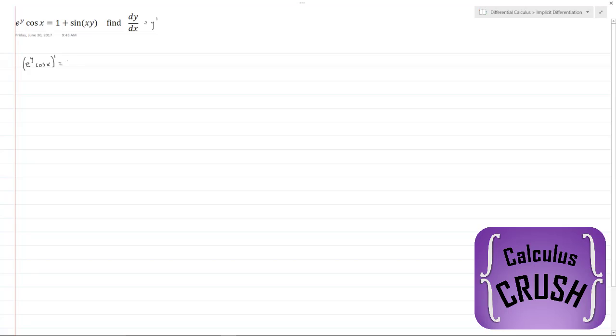So that's the left side. And on the right side, we need to do the same thing. We need to take the derivative of the right side. So 1 plus sine xy. And we need to prime this guy, which means d by dx.